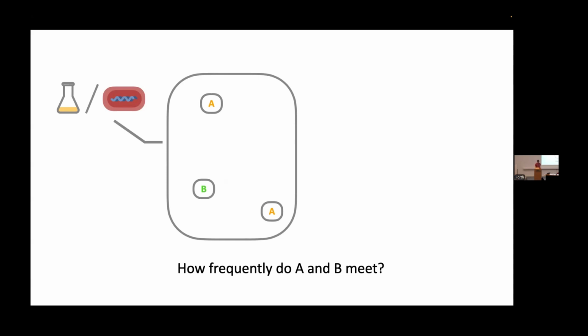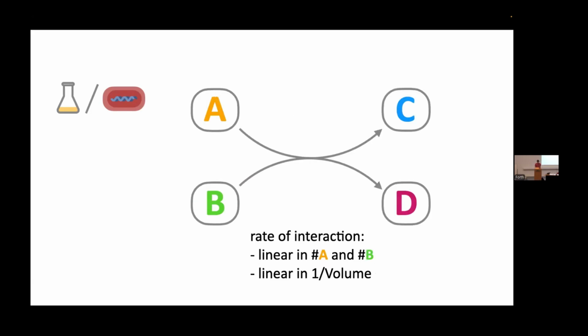So all of this depends on the number of A's, the number of B's, and the total volume, or rather the inverse of the total volume. If the volume gets smaller, you're going to hit each other more and more often. Yeah, and then this reduces down to things of that form. So here is one chemical reaction in an abstract, formal way. You have A and B, and when they meet, they give C and D. So it means A transforms into C and B transforms into D. That's how you can think of it.